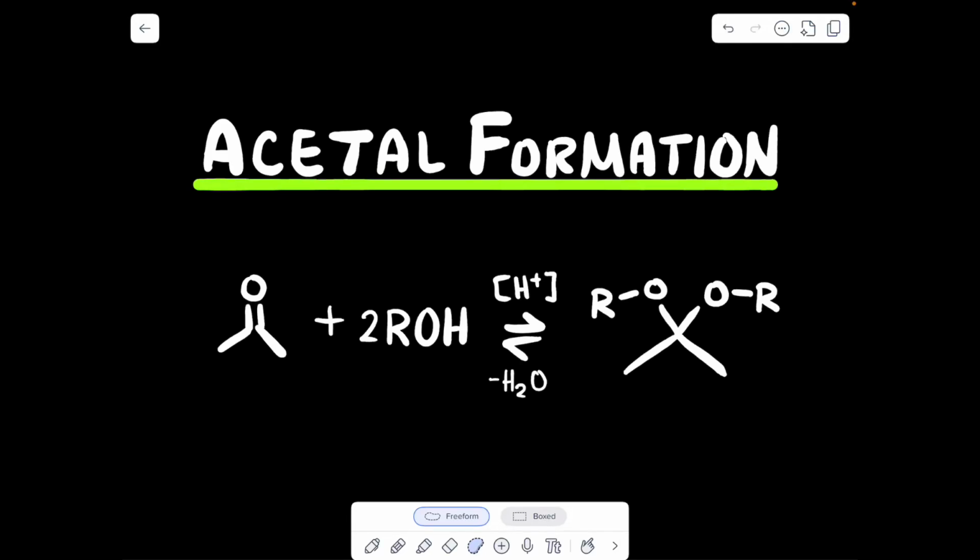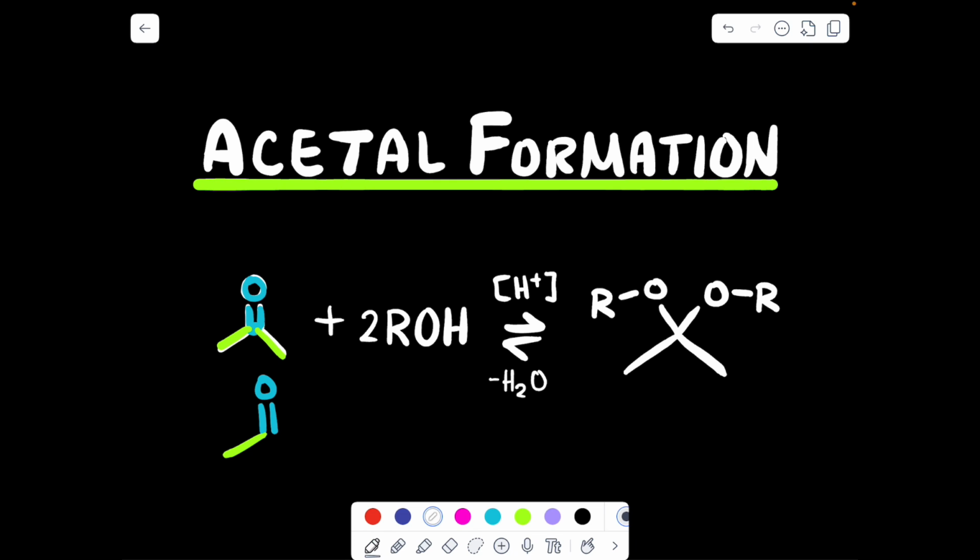In this video, we will be discussing the mechanism for the formation of an acetal. So what is an acetal and how is one formed? What you need to first identify is a carbon that has a double bond to an oxygen, so either a ketone or an aldehyde group. Right here we have a ketone because this carbon is connected to two other carbon groups. If we had instead this, well, this would be an aldehyde.